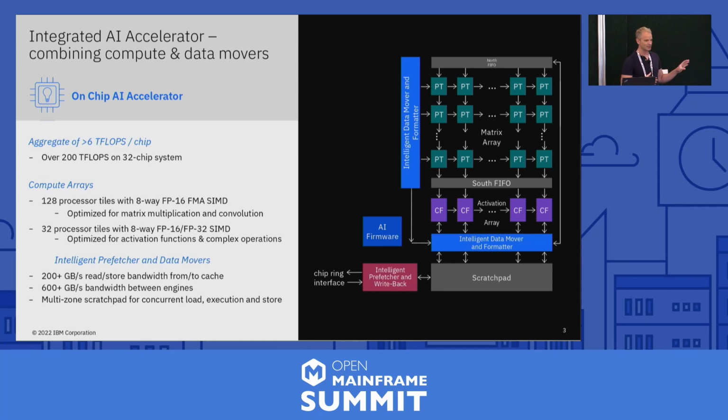Since the accelerator sits alongside all the cores, it also accesses memory by the same means a core would do. So it is able to fetch memory from the cache hierarchy with about 200 gigabytes per second. The internal routing and formatting network of the accelerators has a bandwidth of about 600 gigabytes per second.